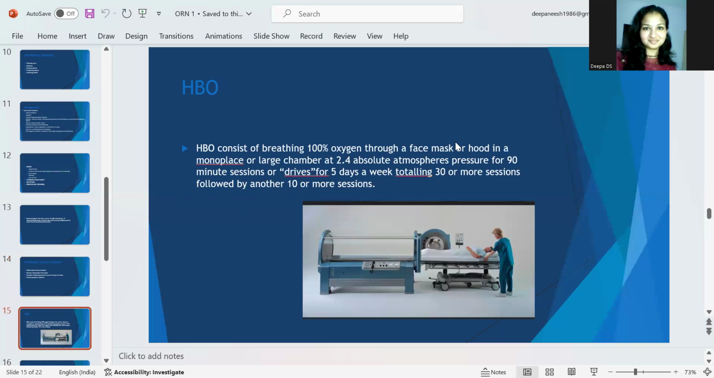This hyperbaric oxygen therapy consists of breathing 100% oxygen through a face mask or a hood in a monoplace or large chamber at 2.4 atmospheric pressure for 90 minutes per session or dive, for 5 days a week, totaling 30 dives or more, followed by another 10 dives or more.